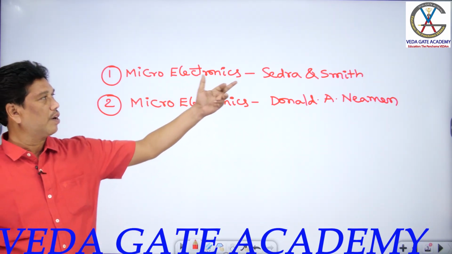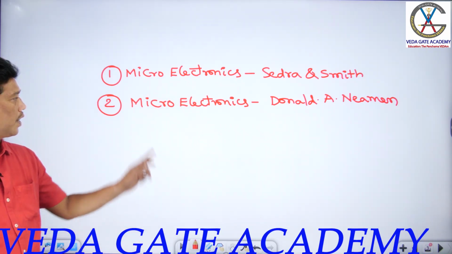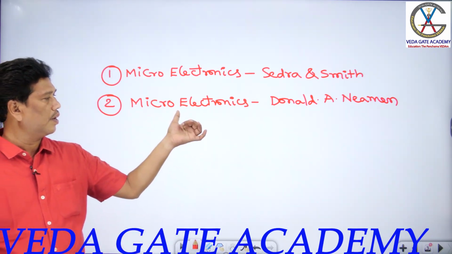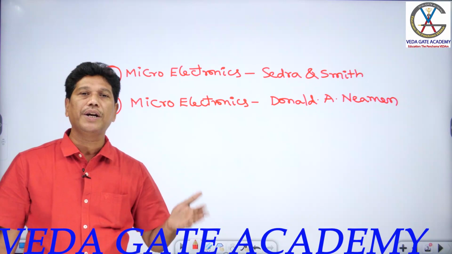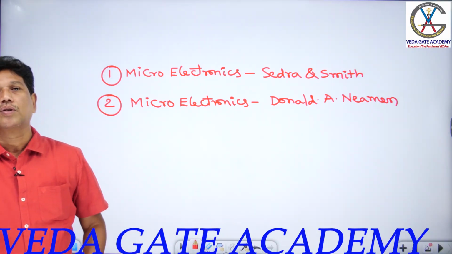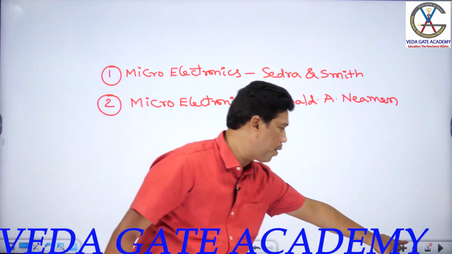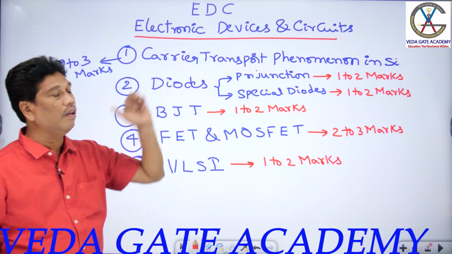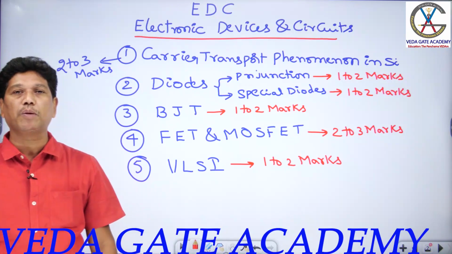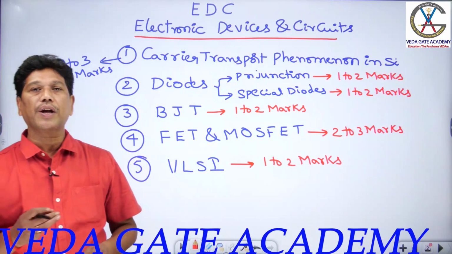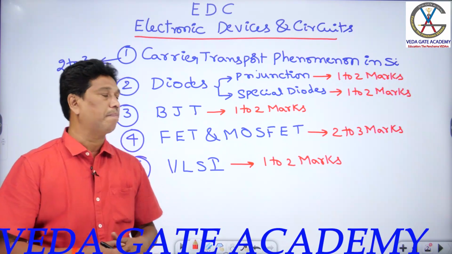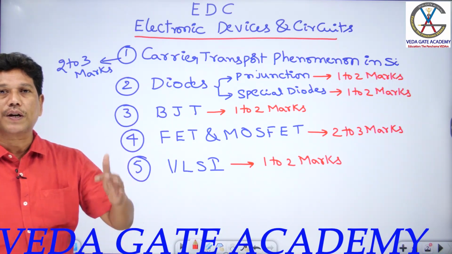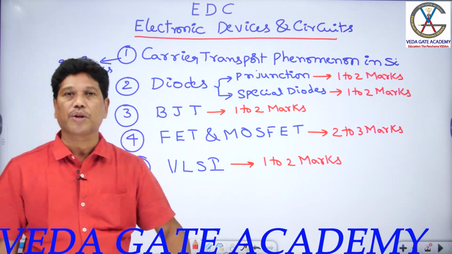So Microelectronics by Sedra and Smith is one reference book. The other reference book is by Donald A. Neamen. These are the reference books which are common for both EDC and analog circuits. If we come back to this EDC syllabus, in the first chapter, carrier transport phenomenon in silicon, you learn fundamentals. The first chapter is the base for the remaining part of EDC, and once again it is most useful in analog circuits.